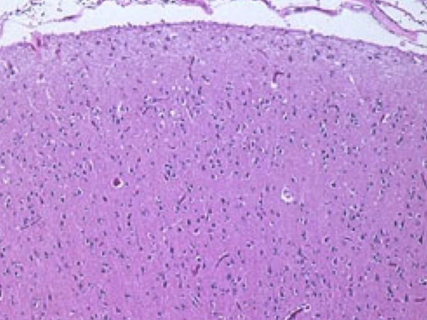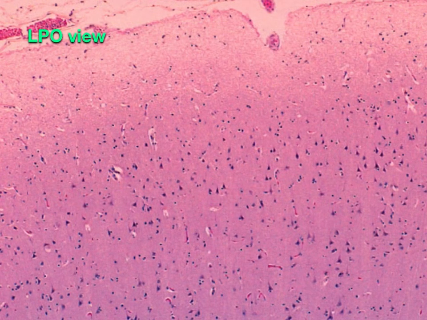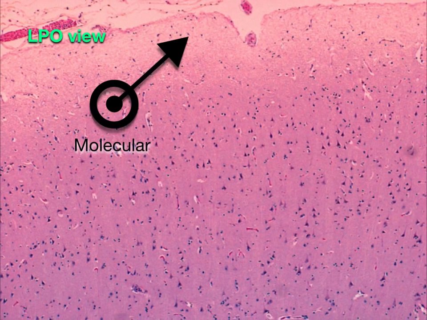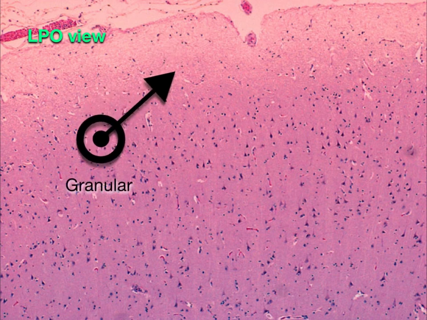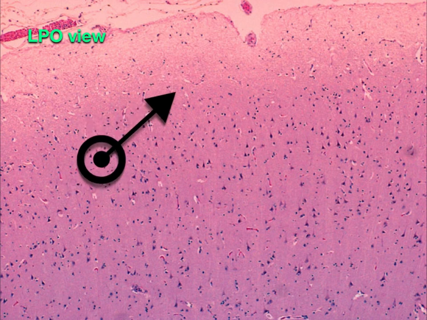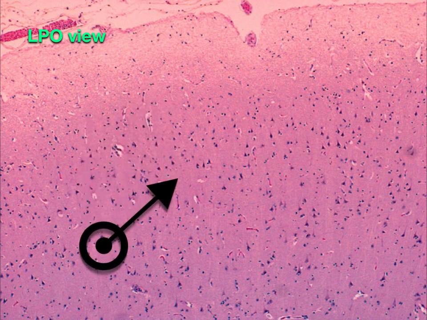Let us shift to LPO. The cerebral cortex is made up of 6 sublayers. However, under HE stain, only 3 of the 6 sublayers are visible. The most superficial is the molecular layer. Below the molecular layer is the granular layer. Below the granular layer, we can now find a characteristic cell of the cerebral cortex, which is the pyramidal cell.